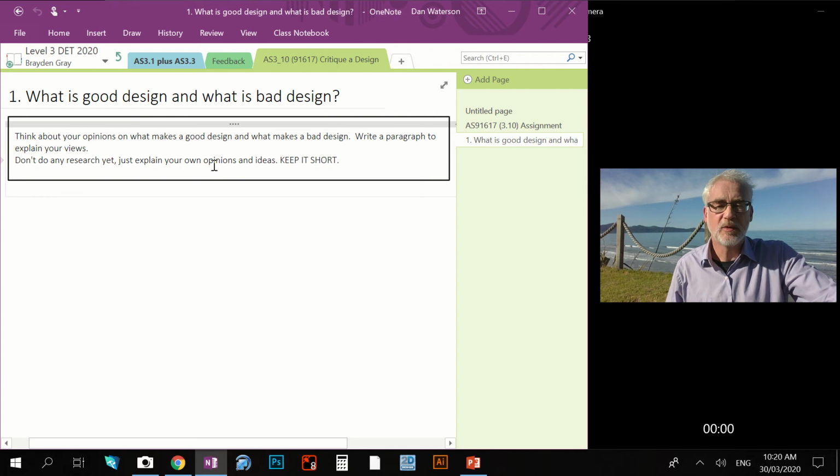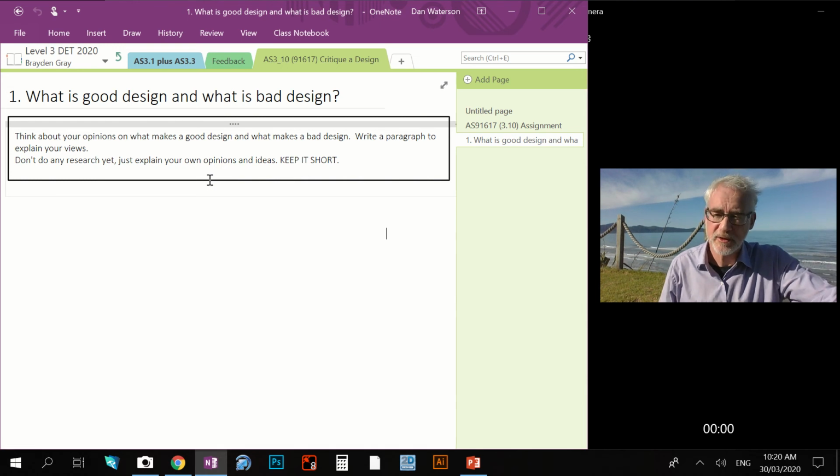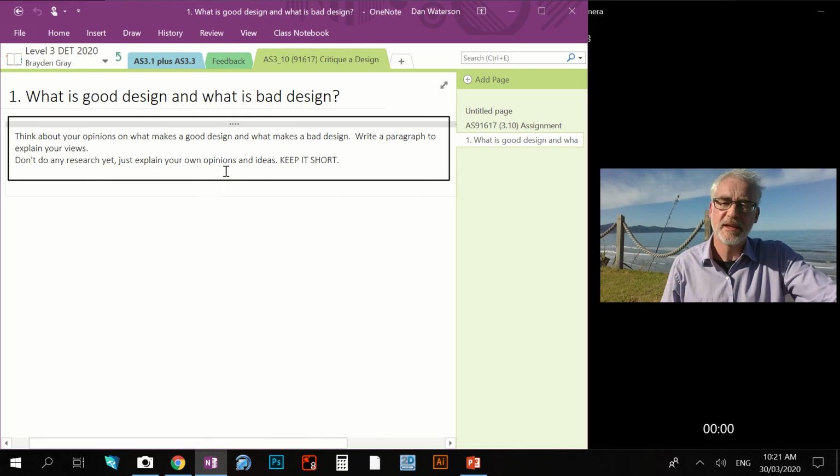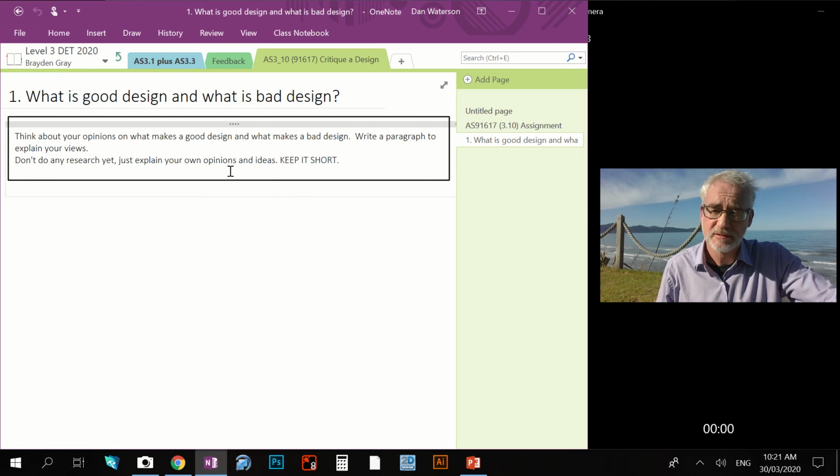Now, this last sentence is really quite important. It's really crucial that in this introductory paragraph, you are explaining your viewpoint as it stands before you do any research, before you do any additional learning. What is it at the moment that you think makes a good design, and what do you think makes a bad design? And later on in the report, those ideas might change. They might not. However, for this introduction, just a brief explanation, remember, keep it short, of what you believe makes a good or a bad design.